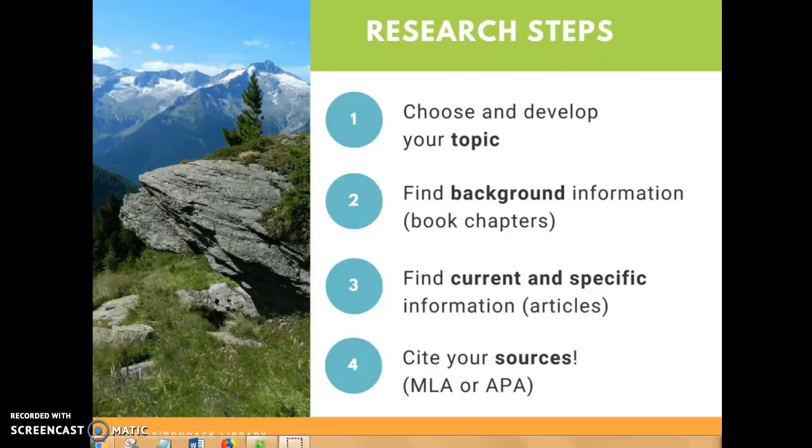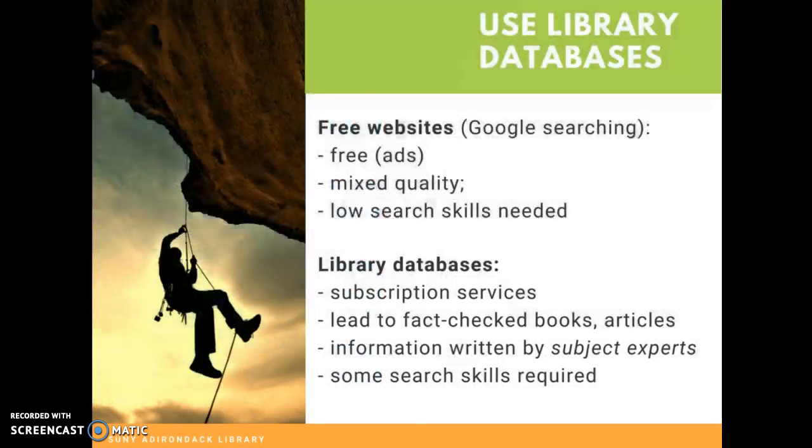Ask a librarian for some recommendations for book chapters that are online that will get you some background and history about your subject. Just gives you some perspective. Third, find articles. Those will give you current and specific information about your subject and update it. Third, make sure to cite your sources using MLA or APA styles.